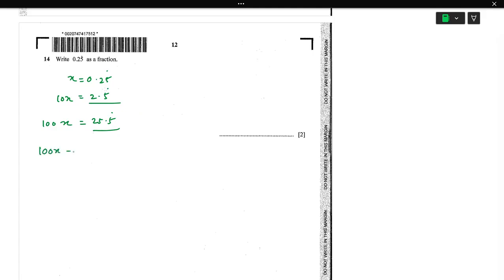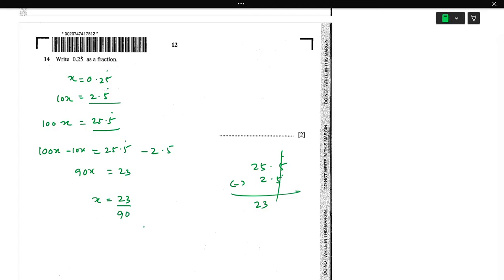So 100x minus 10x equals 25.5 minus 2.5. So everything after the decimal is gone. 25 minus 2 is 23. So we are subtracting, and this is going to be 23 on the right side, and 100 minus 10 is 90x. So x equals 23 over 90. We'll try to simplify here. 23 is a prime number, so it's not possible. So 23 over 90 is the correct answer.